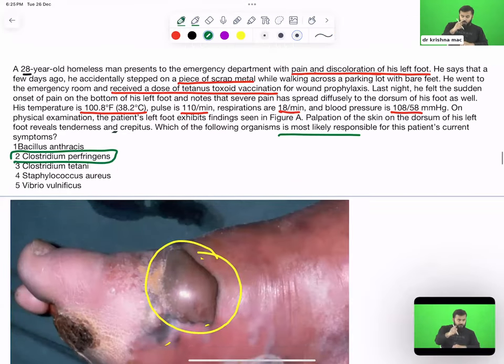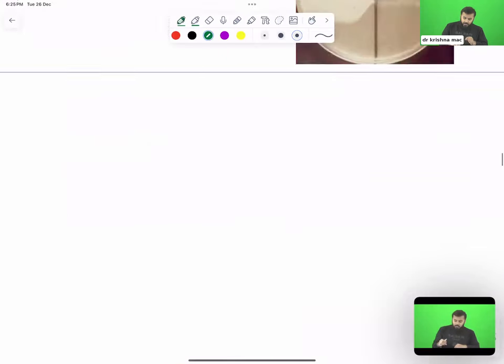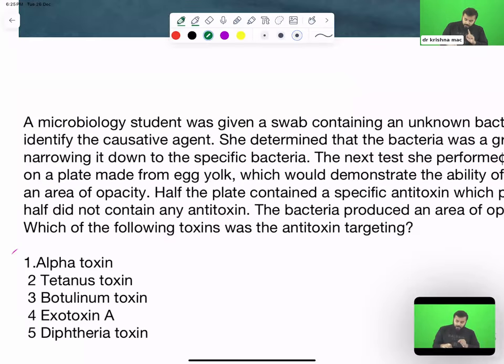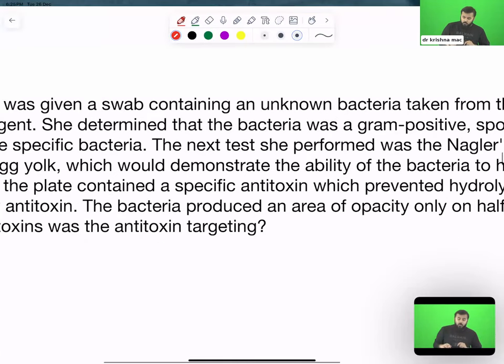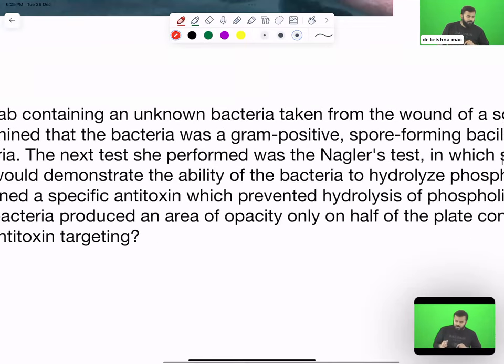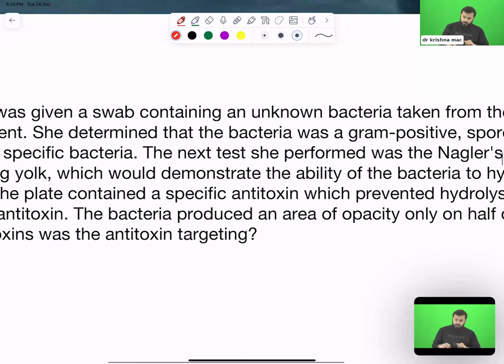Very good. Now let us go on to the last question here. A microbiology student was given a swab. You know what a swab is, right? A swab containing unknown bacteria. A swab is like an earbud, but there are swabs which are longer, basically which are used for COVID. You put it inside the nose and then put it back into that socket or whatever it is, and then you take it to the lab, right? So that is called a swab.